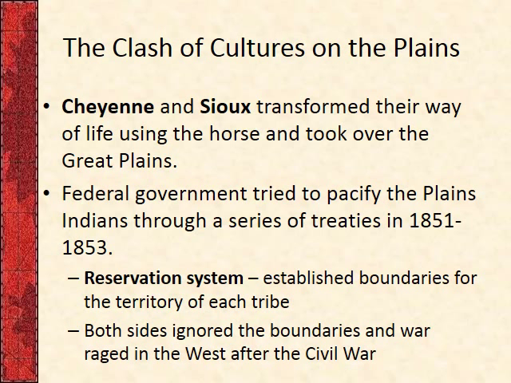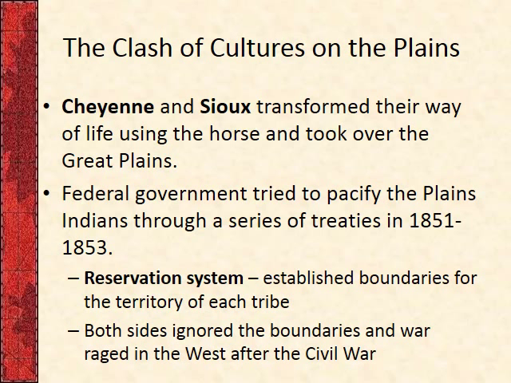Now, when we get to the mid 1800s, the federal government has to deal with these tribes, and the way they do it is just like they had basically in the East initially, small scale skirmishes, and then they form treaties. And so there were a series of treaties between 1851 and 1853 that basically set aside millions of acres for the Cheyenne and Sioux, and for a reservation. And this starts the reservation system, which established boundaries for the territory of each tribe.